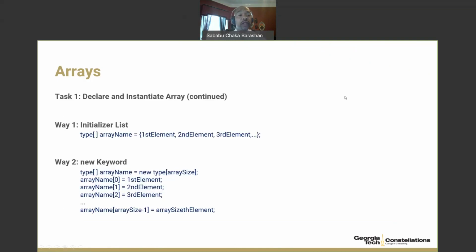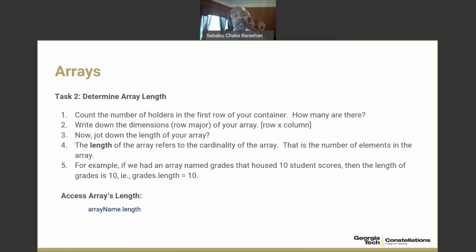Here is the general formula for using an initializer list. Or way two: you can actually use the Java keyword new to declare and instantiate, and then assign individual values to each element position in the array.